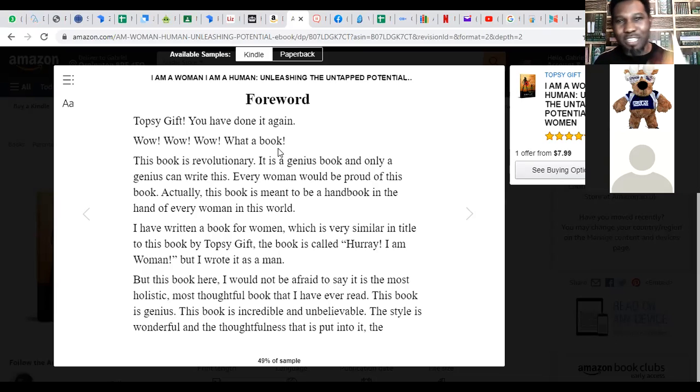So when somebody picks this book, they don't know my wife really, because this is the first book my wife is writing. She's a new author. So Sunday Adelaja had to introduce my wife to the public to tell them that this person called Topsy Gift, she's a good author. This book she wrote is very good. So that is the essence of a foreword.